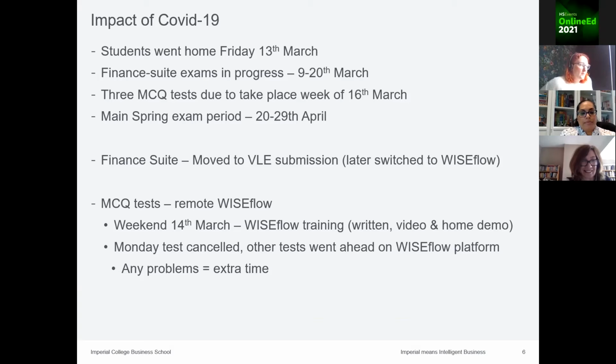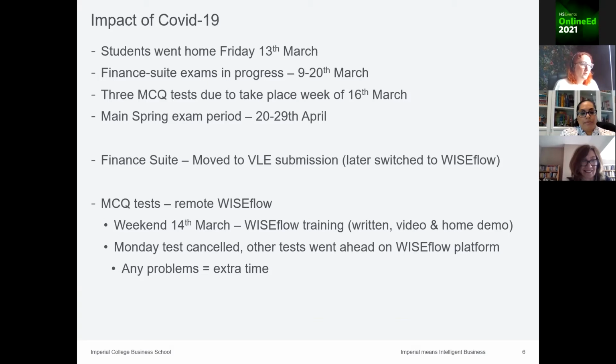So the initial things we did were move our finance suite exams onto our VLE platform as a submission platform, just because we didn't have any time to train the students on a new platform at all. They've since been switched over to using Wiseflow, which is the platform that we're using, the online assessment platform. In terms of the MCQ tests, we decided they were 100% MCQ, so we knew that would work quite well on Wiseflow. So we took the decision to have our first remote Wiseflow assessments using those.